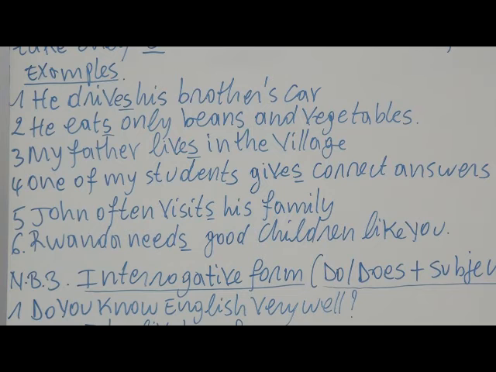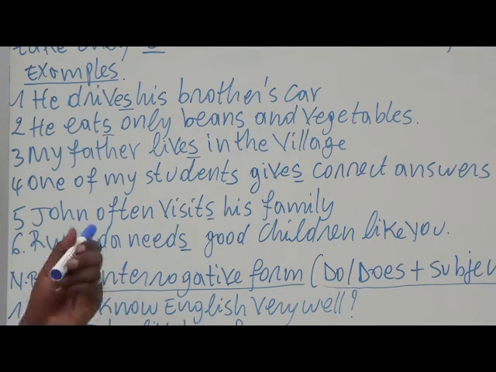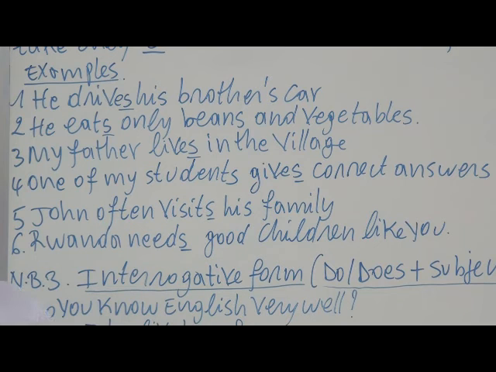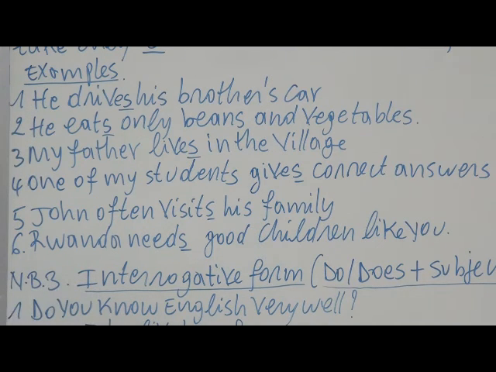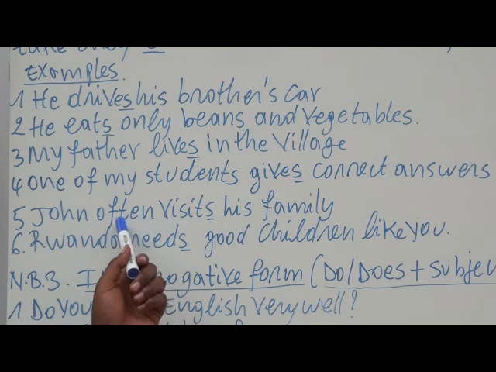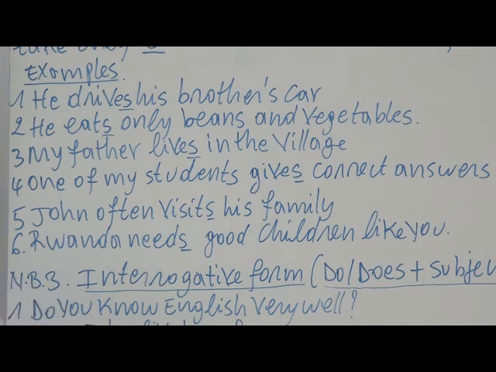Sentence number 5: John often visits his family. Here you will hear some people saying often with a t, but this t is silent. We don't read it. We ignore it when we are reading or speaking. John often visits his family. Verb to visit, you can see that we have added s because we have John, third person of singular.